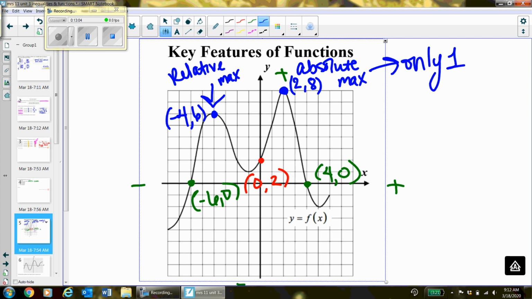Only one. Now, although there's only one relative max for this particular graph, there can be more than one relative anything, relative maximum or relative minimum. But again, if the word absolute is there, there is only one that can be the highest or the lowest point on the graph. Okay?